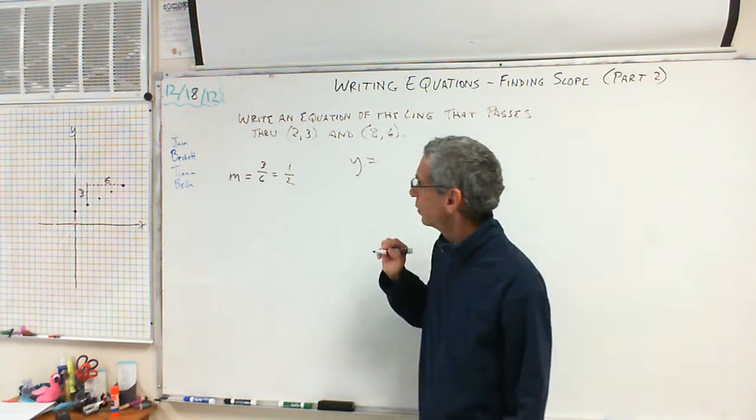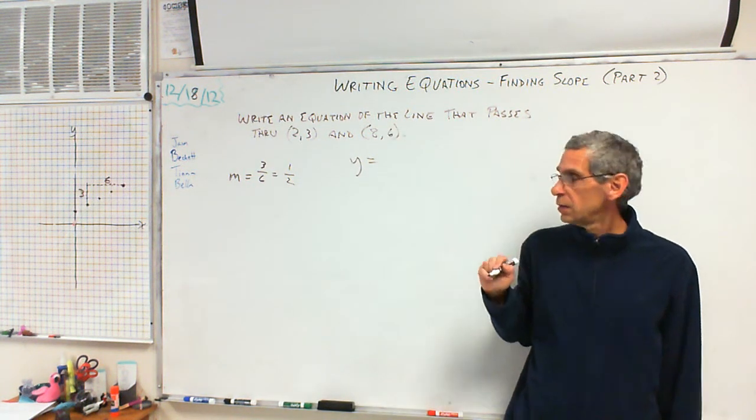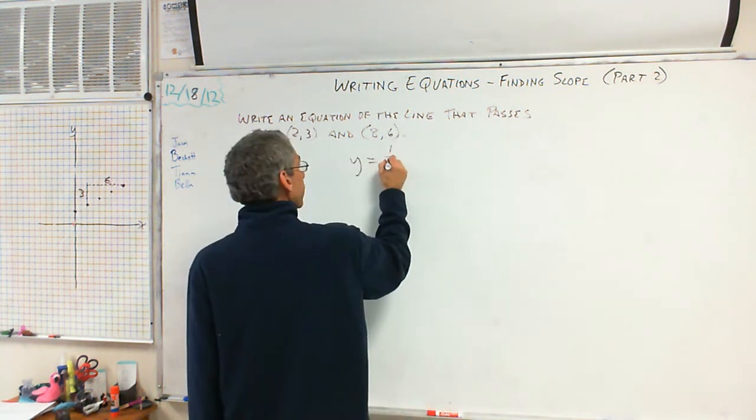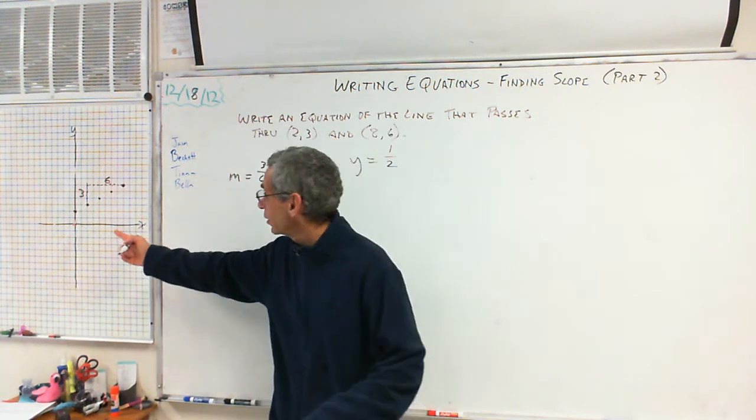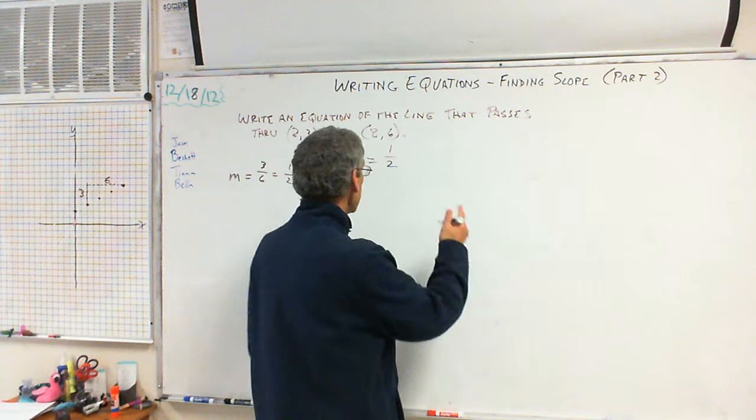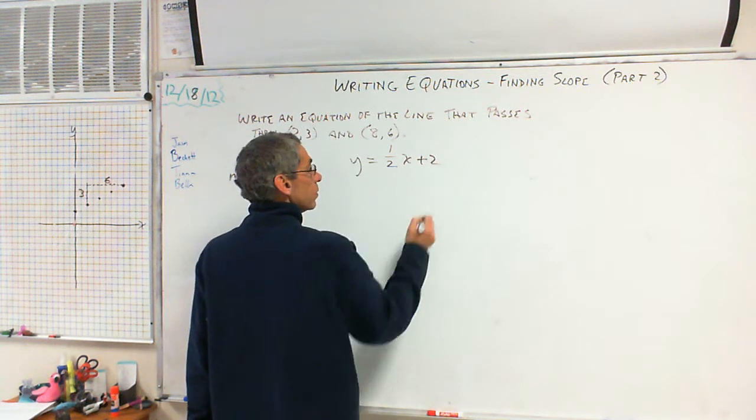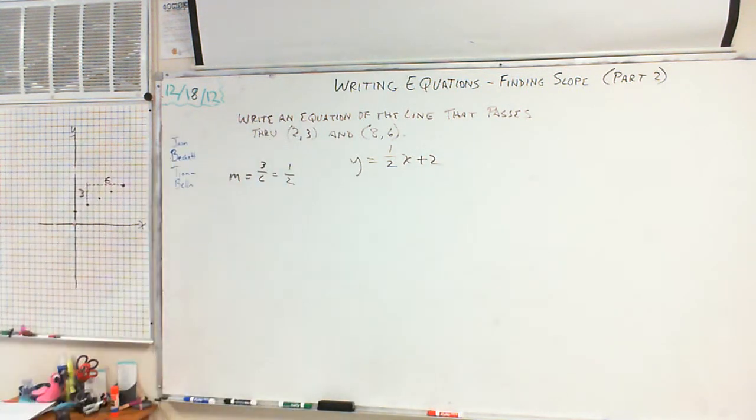Y equals 1 half x. 1 half is the slope. So we're using slope-intercept, right? We have the slope, and we know the intercept is 2, right? So y equals 1 half x plus 2. There you go. Piece of cake, right? You see what we did?